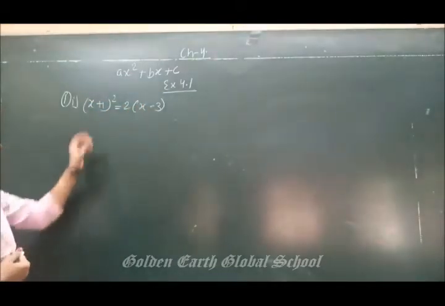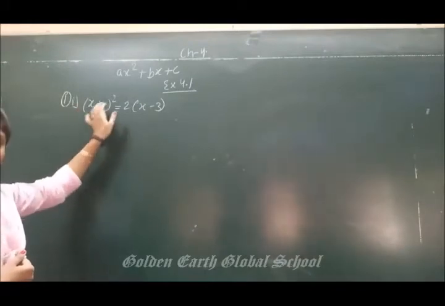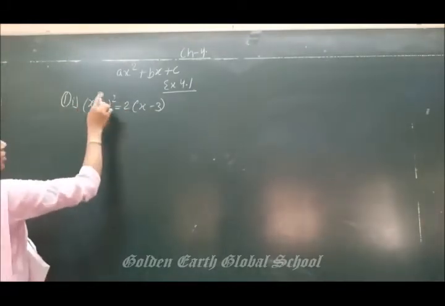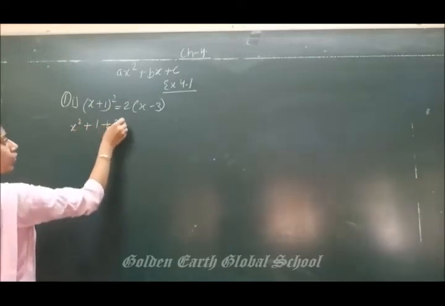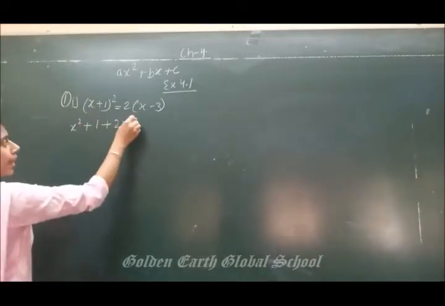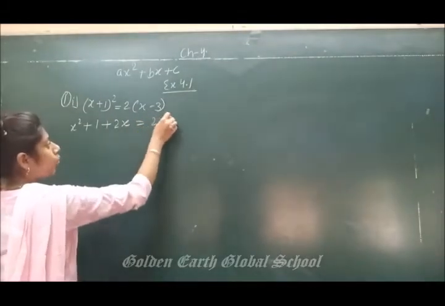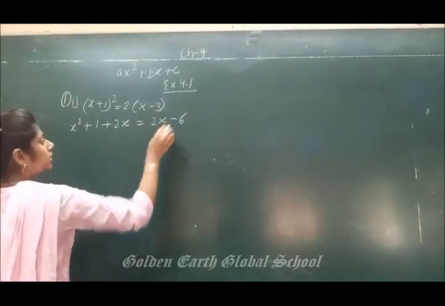First of all, we have to open the identity here. (a plus b) whole square. The identity is a square plus b square plus 2ab, so 2ab means 2x. Right hand side, 2x minus 2 3s are 6.